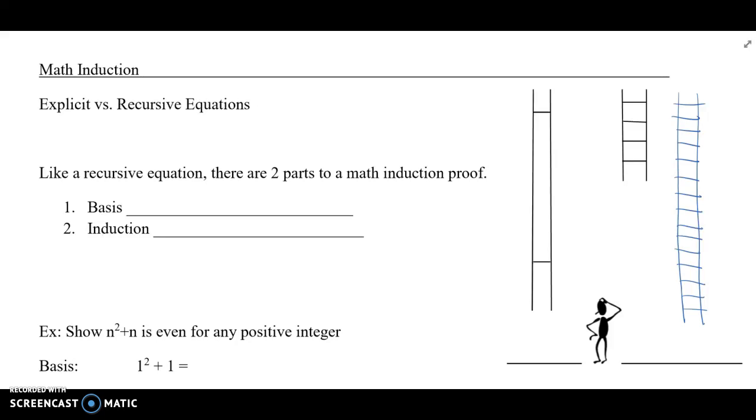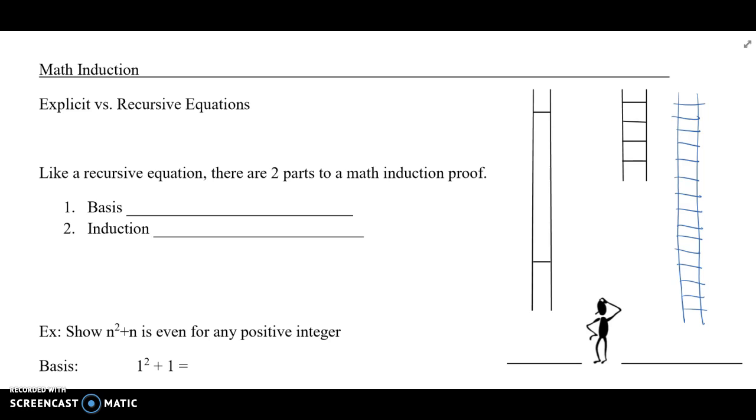Geometry Calculus section on math induction proofs. There's two ways we've been writing these different sequences. Explicit, where we can get to the nth term right away. Then there's the recursive equation, where we have an initial term and then how we get from one term to the next. Like a recursive equation, there's two parts to a math induction proof.